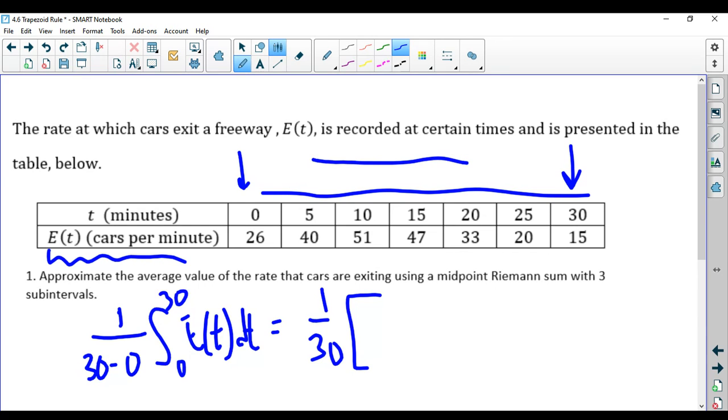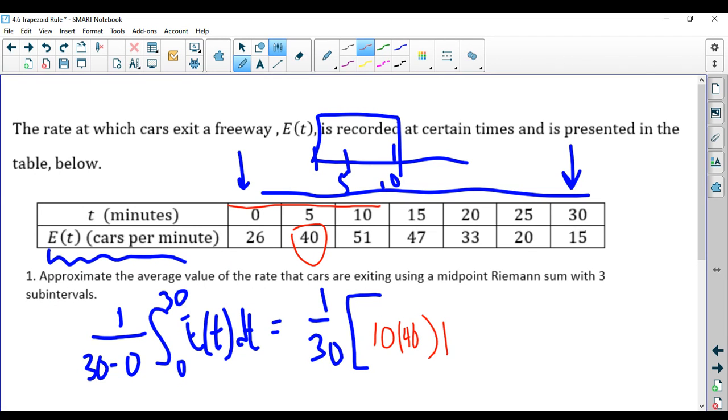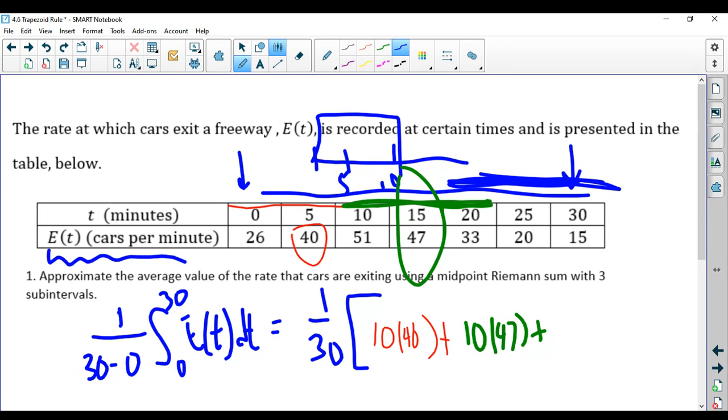If you want, as always, you can map it out like this and draw your rectangles. I'm not going to do that because I think hopefully most of you have enough practice here that you can do it like this. First interval is from 0 to 10. So that's a width of 10 for your rectangle, and its height at the midpoint is 40. So 10 times 40. The second rectangle goes from 10 to 20, so its length is 10, and the height at its midpoint, which is 15, is 47. And finally, the last rectangle, which extends from 20 to 30, which is 10.